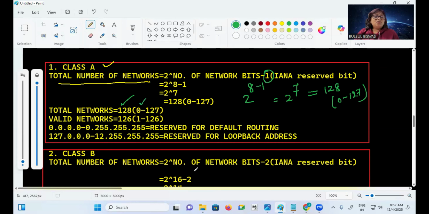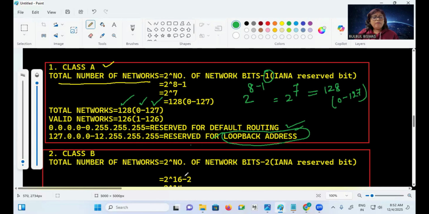So where is the 0 network and where is the 127 network? This 0 network is reserved for default routing. In the CCNA, you will learn it. And this 127 network is reserved for the loopback address. Once I go to the TCP/IP property settings, at that moment I will tell what the loopback address is and what the use of this loopback address is.